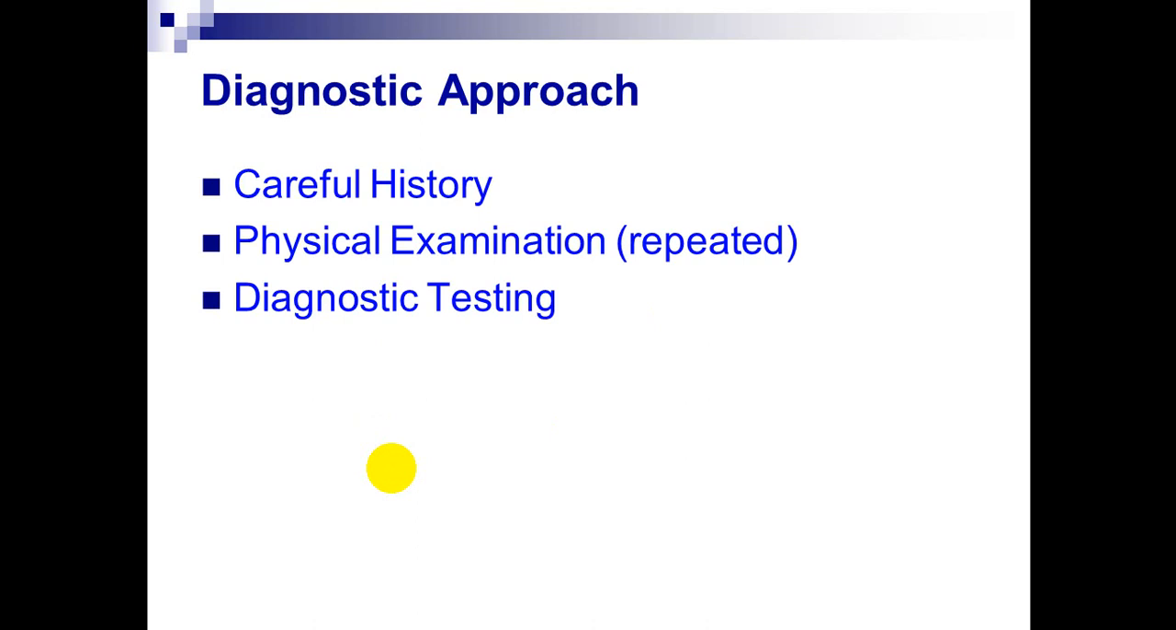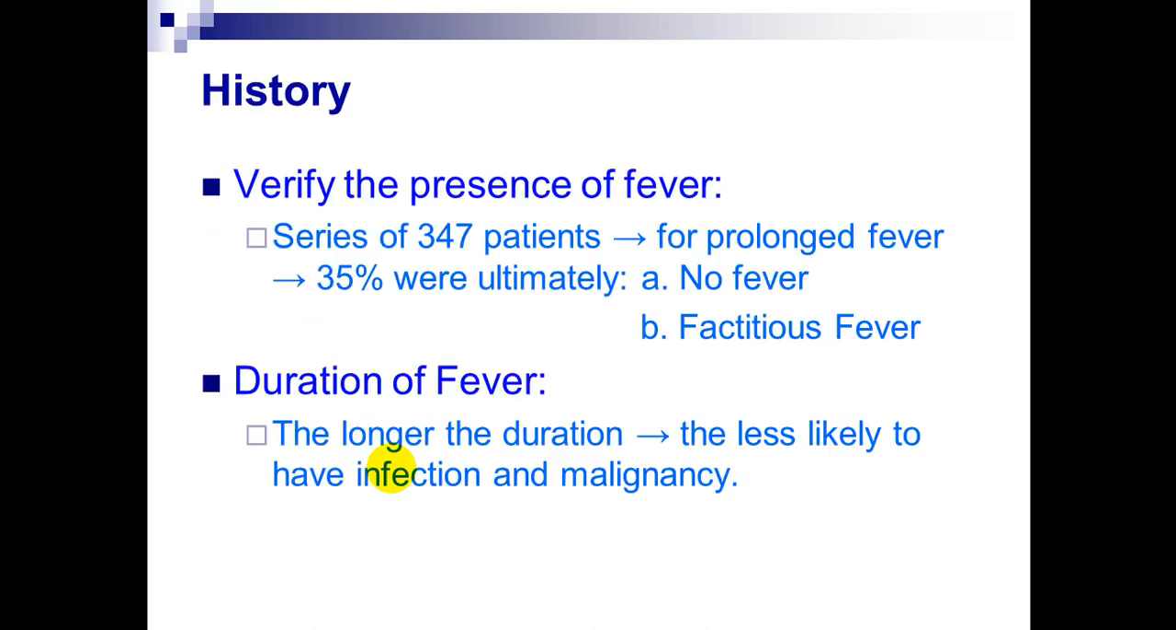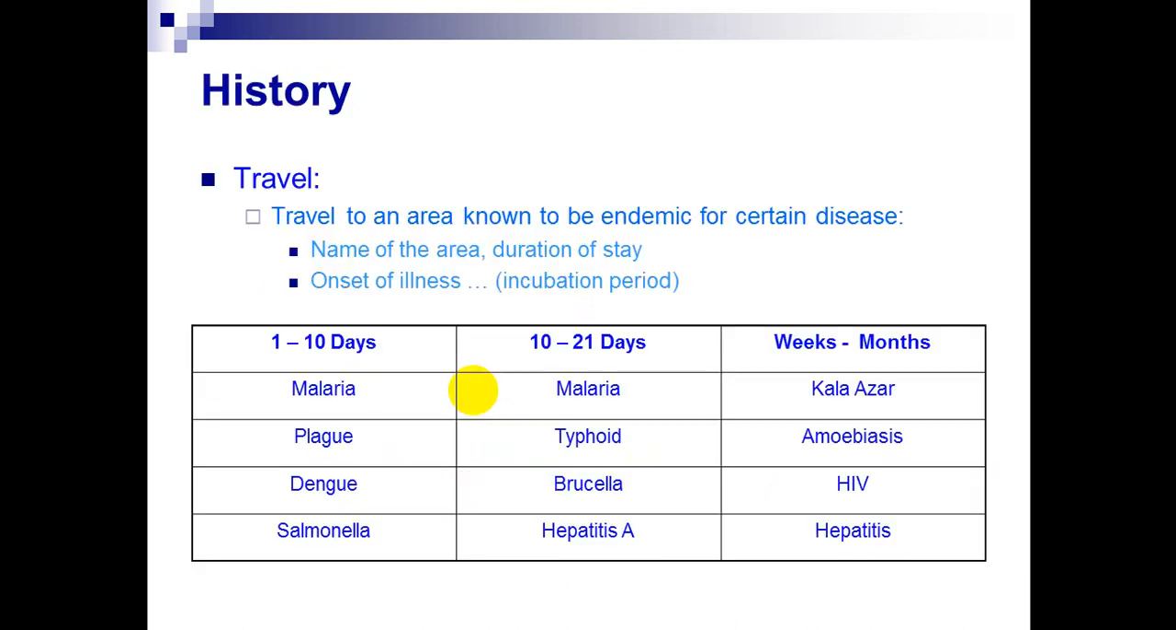Diagnosis: careful history, physical examination, and diagnostic tests. Very important is the history of fever. We should insist on taking a detailed history from the patient to exclude what we call factitious fever, or for persistent fever of more than 1 month. Duration of fever is very important: the longer the duration, the less likely to have infection and malignancy. Usually we say months, not weeks.